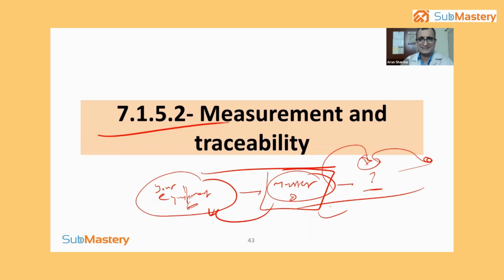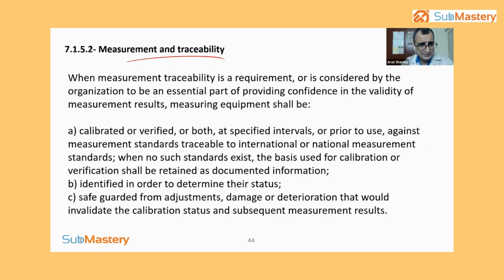So let's try to understand this clause requirement: measurement traceability. When measurement traceability is a requirement, or is considered by the organization to be essential, for providing confidence in the validity of measurement results, measuring equipment shall be calibrated, or verified, or both, at specified intervals. Why do you need this traceability? Because that will give you confidence in your result.